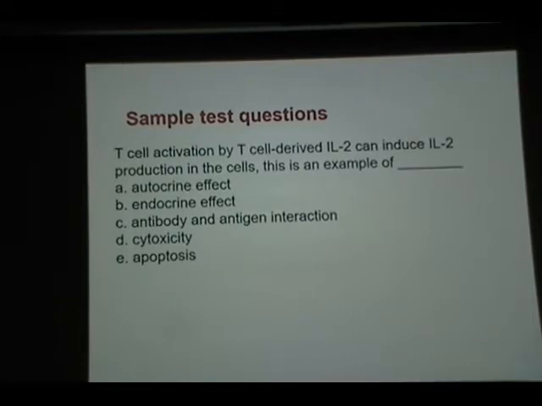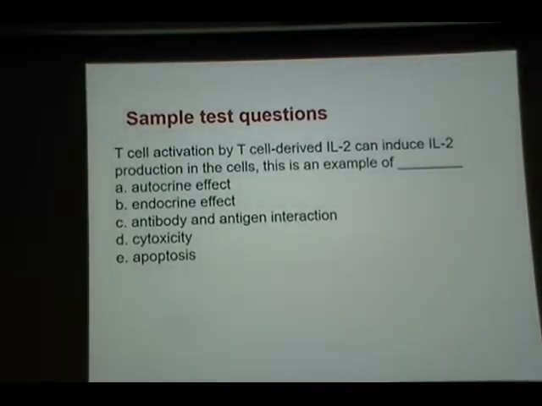So the other question would be like this: T cell activation by T cell derived IL-2 can induce IL-2 production in the cells. So this is an example of endocrine effect. ABCDE, which one is that? A, right? So we all know apoptosis is totally different story. So A is the only right answer to this question.